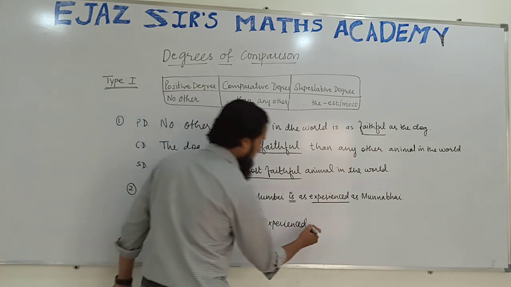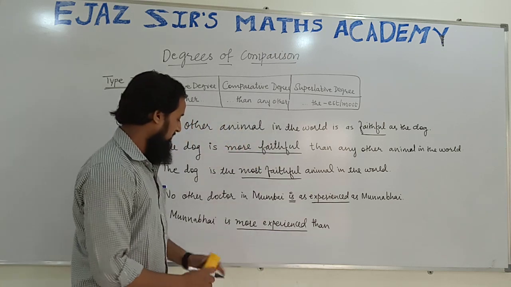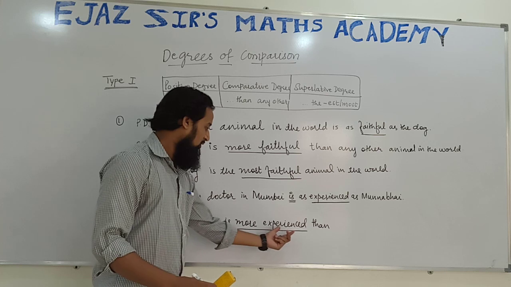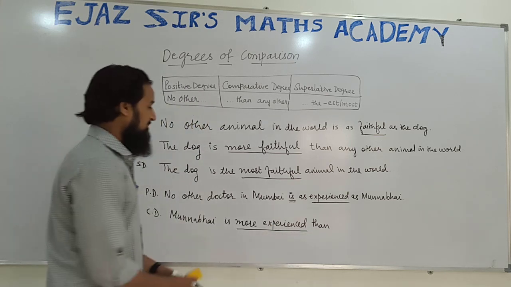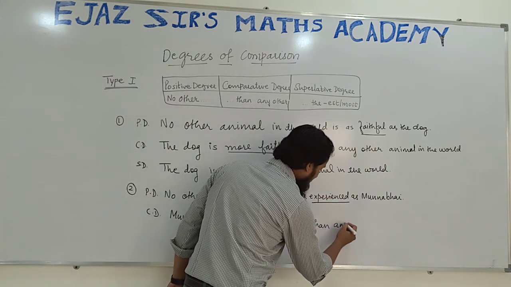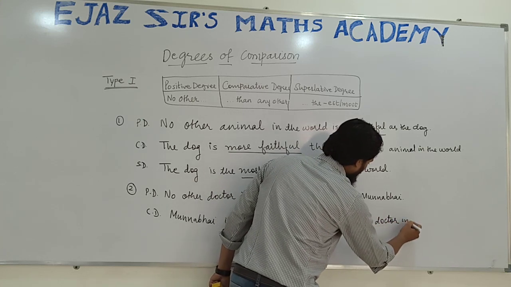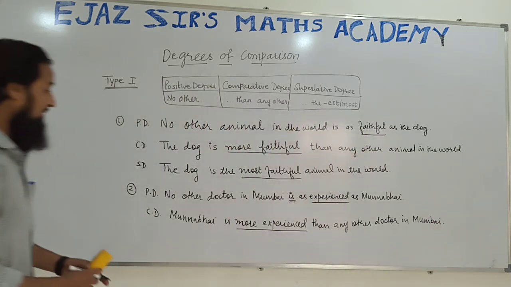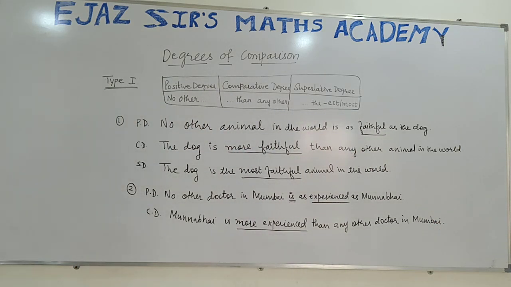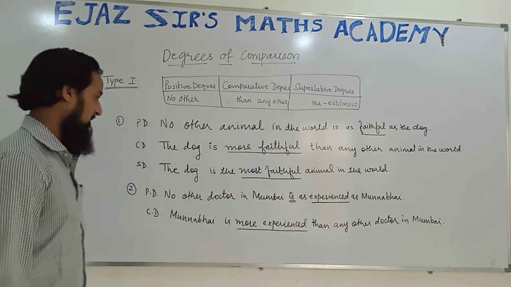Munna Bhai is more experienced than. Whenever we change it to comparative degree, more experienced must always be followed by than. THAN. Munna Bhai is more experienced than any other doctor in Mumbai. So the meaning is the same. No other doctor in Mumbai is as experienced as Munna Bhai. Munna Bhai is more experienced than any other doctor in Mumbai.